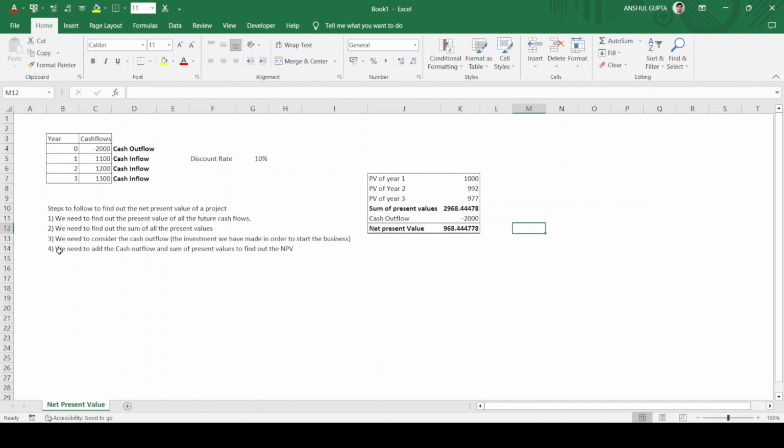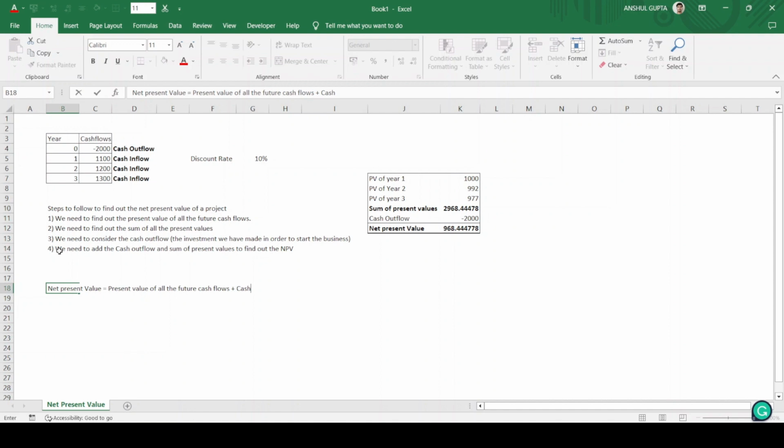present value comes out to be 968.444778. So in short, what is net present value? Net present value is equals to present value of all the future cash flows plus the cash outflow. So this is how we can calculate the net present value of any project, and these are the 4 steps which we need to follow in order to calculate our net present value.